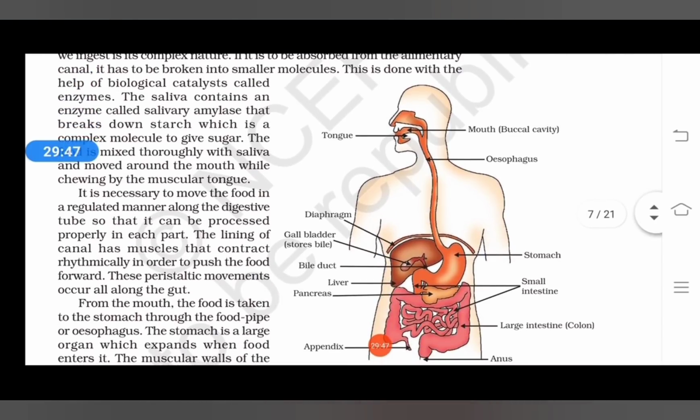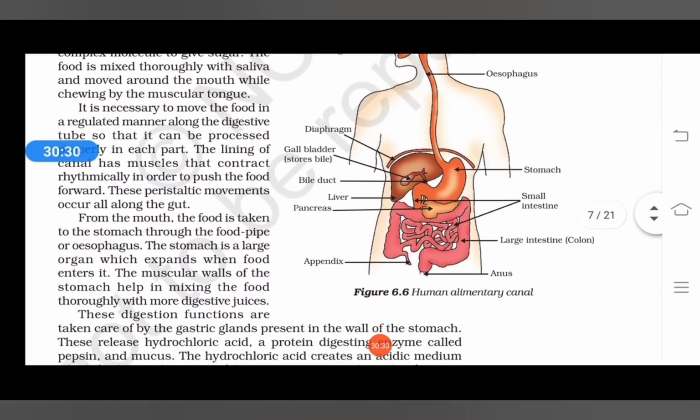It is necessary to move the food in a regulated manner along the digestive tube so that it can be processed properly in each part. The lining of the canal has muscles that contract rhythmically in order to push the food forward. This peristaltic movement occurs along the gut. So here you remember this peristaltic movement. That means the walls of the stomach keep on moving in a particular order. It means it contracts and expands to push down the food.